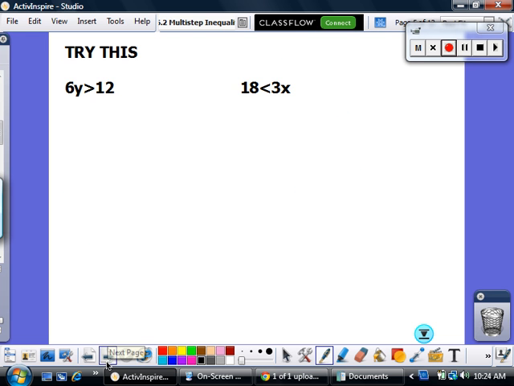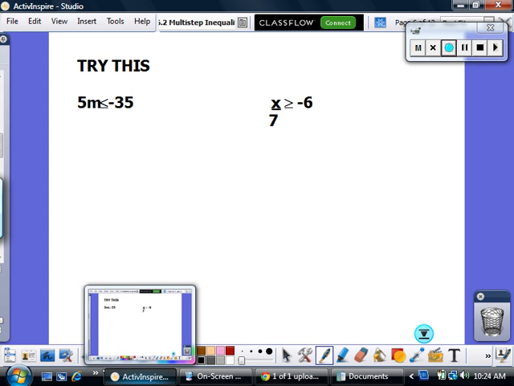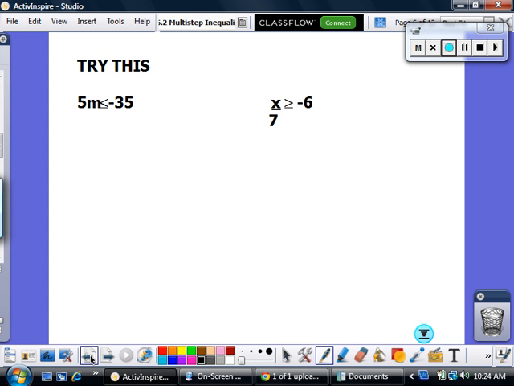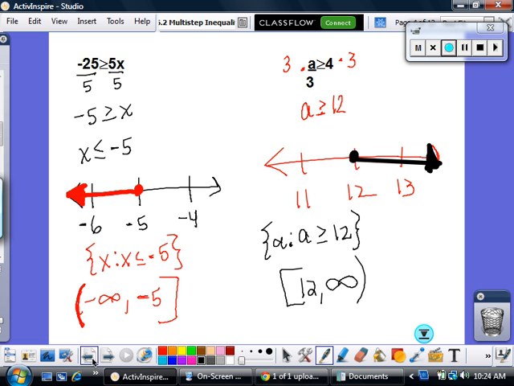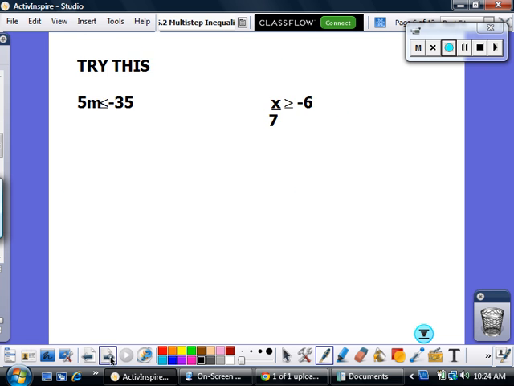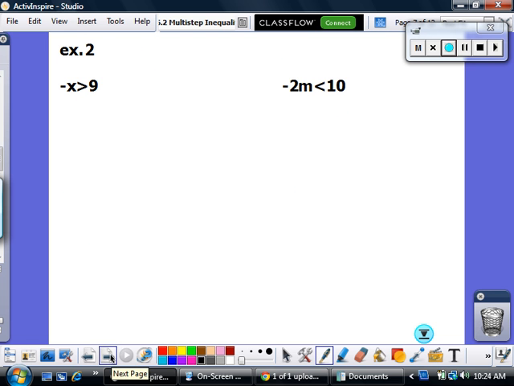So does it matter if you put your infinity sign first? It matters a great deal because you have to go from left to right, okay? Alright, now let's look at these.